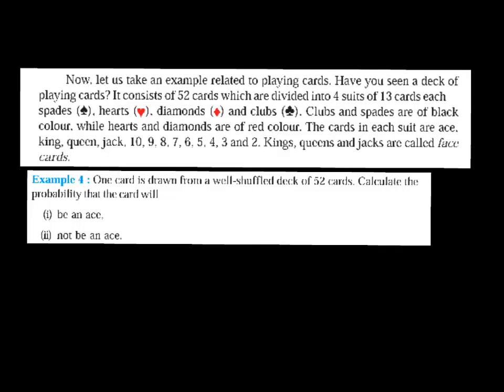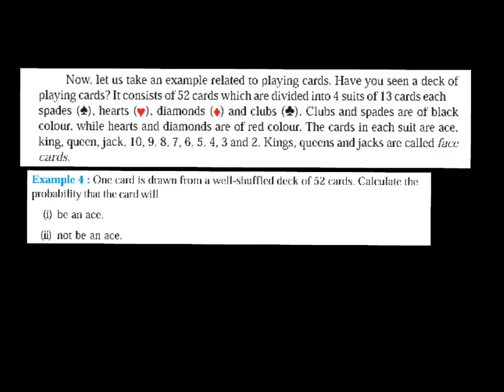Let's take an example related to playing cards. Have you seen a deck of playing cards? It consists of 52 cards which are divided into 4 suits of 13 cards each. Spades is of this type, hearts, diamonds and clubs. Clubs and spades are of black color, while hearts and diamonds are of red color.